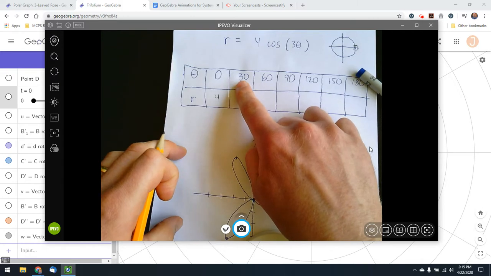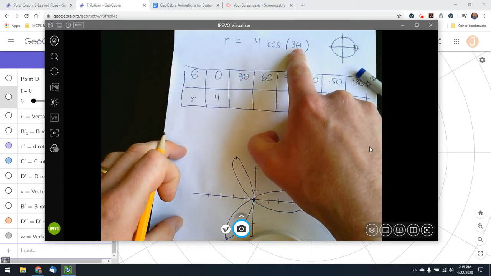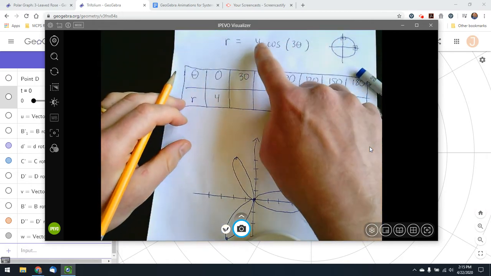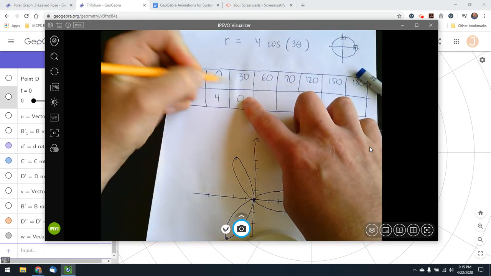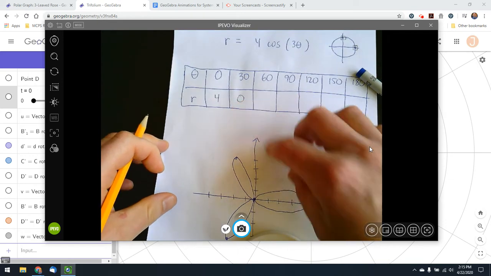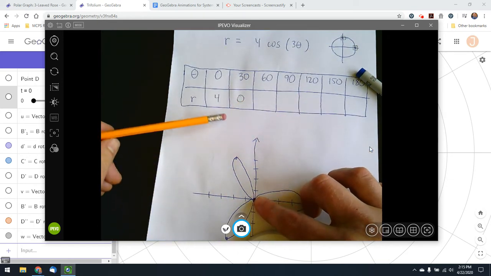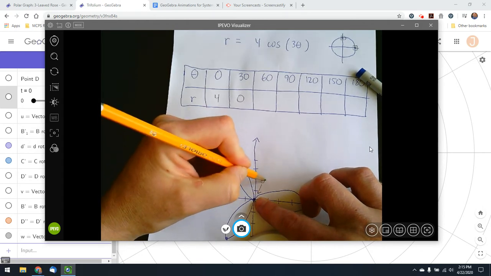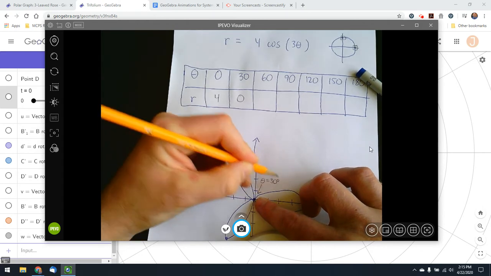When theta is 30, we do 3 times 30, which is 90. So now we're here, and the cosine of 90, of course, is 0, times 4 is 0. Our R value is 0. That means we're 0 units away from the pole. We are at the pole. So that point right there corresponds to when theta is equal to 30 degrees.